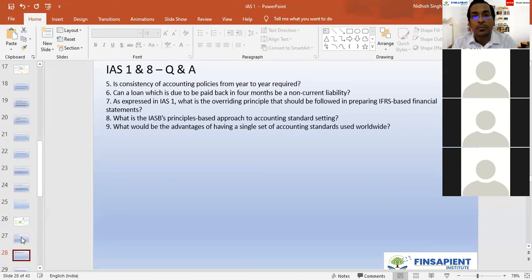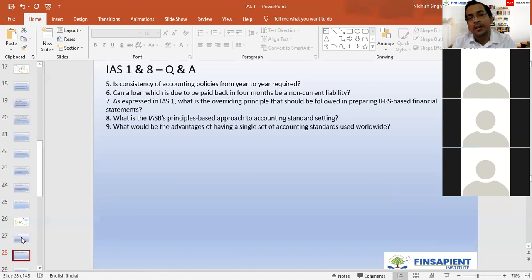Relevant and the best possible information. If no information is there, the overriding principle is that true and fair view should always prevail. Eighth, what is the IASB principle based approach to accounting standard setting? So it's saying that principle based approach. What is the IASB's principle based approach to accounting standard setting?